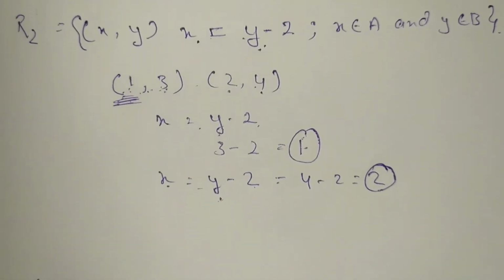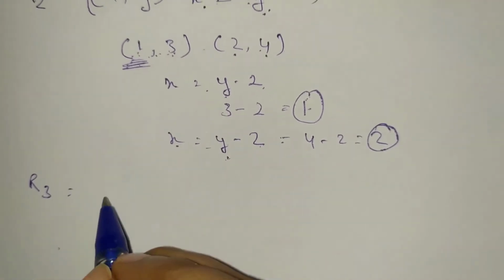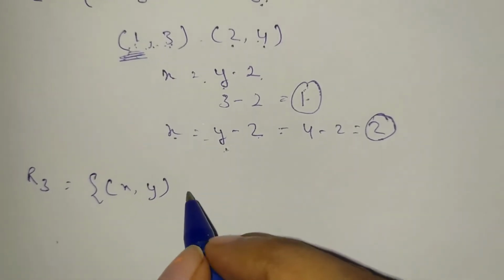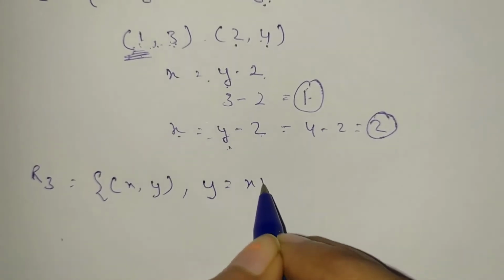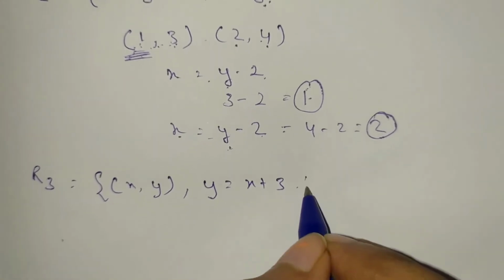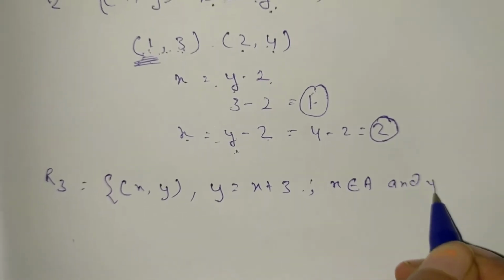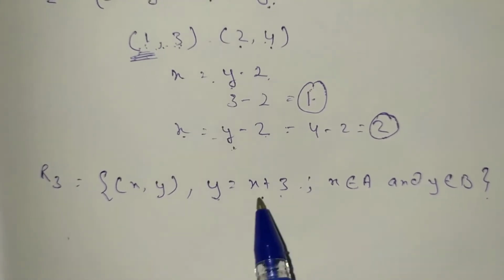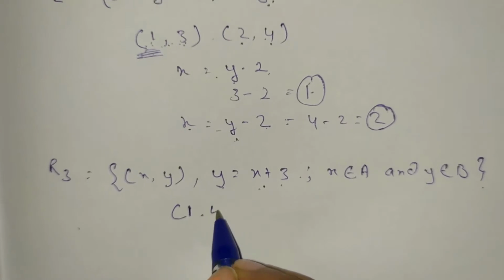Now let's draw our third relation, where we have two values x, y, and y is equal to x plus 3, where x must belong to set A and y must belong to set B. Now from this equation we can draw the product, that is 1 and 4.